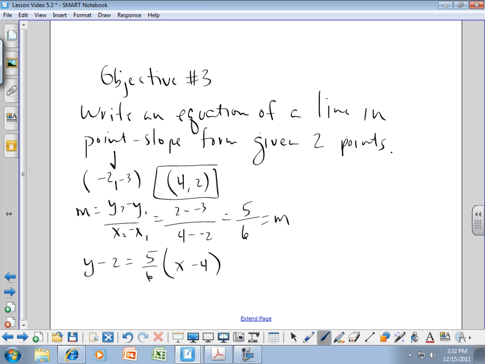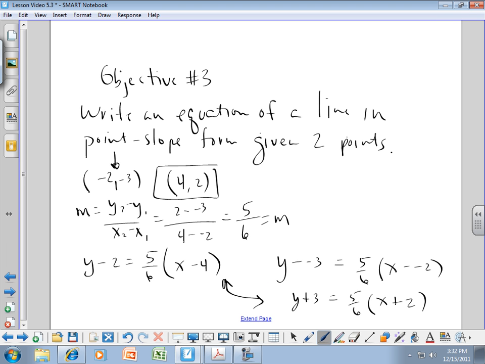Now, what if you did choose this ordered pair right here? Well, you'd simply go y minus -3 equals 5/6 times x minus -2. Hey, wait a second. Minus -3 is really plus, isn't it? And minus -2 is really plus 2. And so either one of these are correct answers.